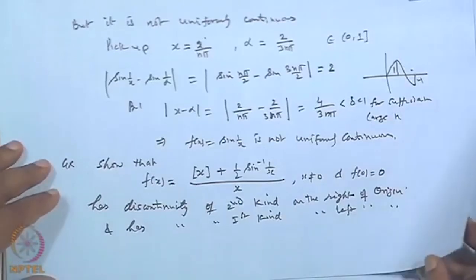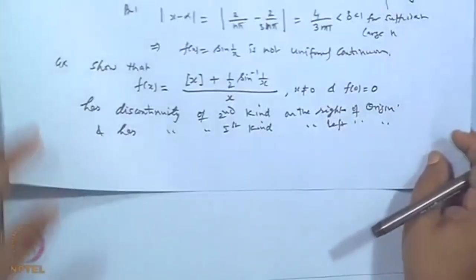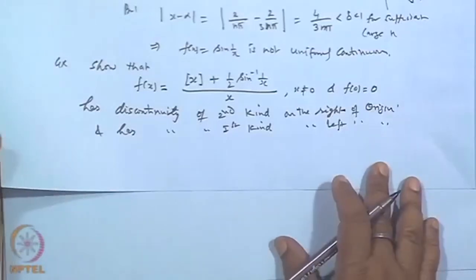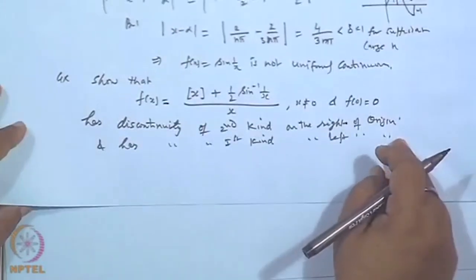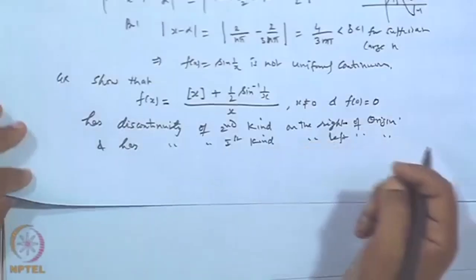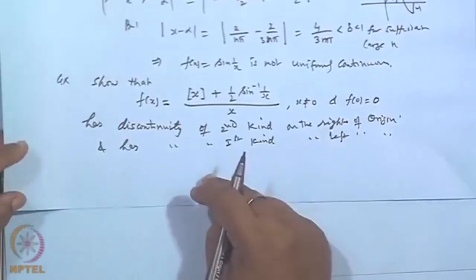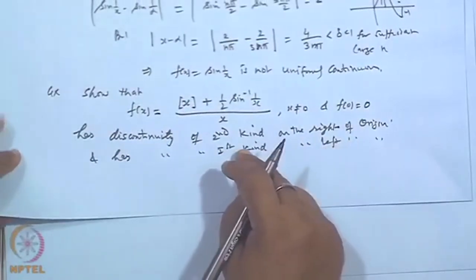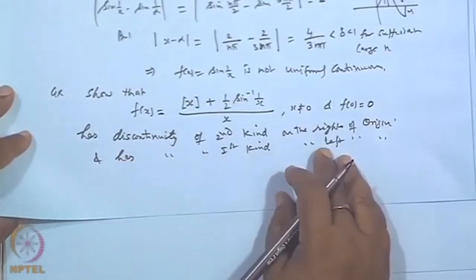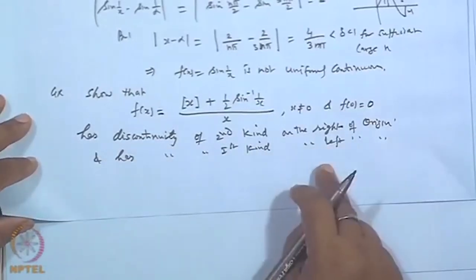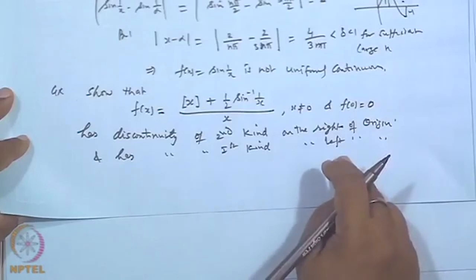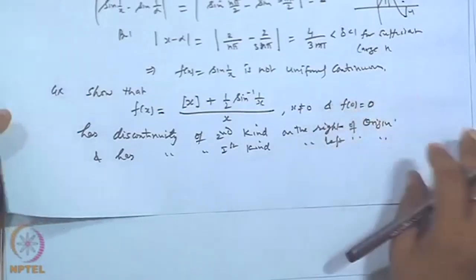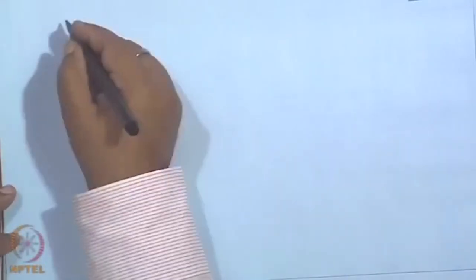This we wanted to show. A discontinuity of the second kind on the right means the limit of this thing does not exist. On the left hand side, when it is a discontinuity of the first kind, the limit exists, but it differs from the value at the point 0. In fact, when it is of the second kind, the limit does not exist, while here the limit will come out to be plus infinity, which differs from the value at the point 0. So, let us see the solution.